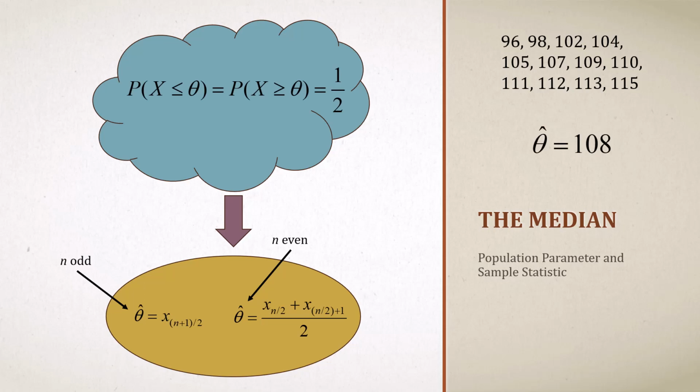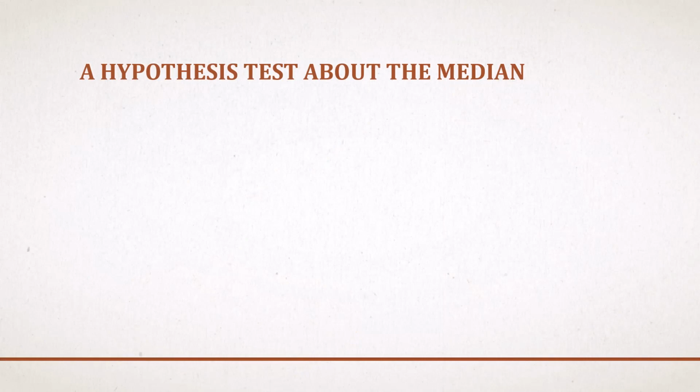The sample median is of course useful as an indication of the center of our sample of scores, and it's also a good guess about the population median, but we cannot attach any probability to that guess, so let's now look at a hypothesis test about the median.